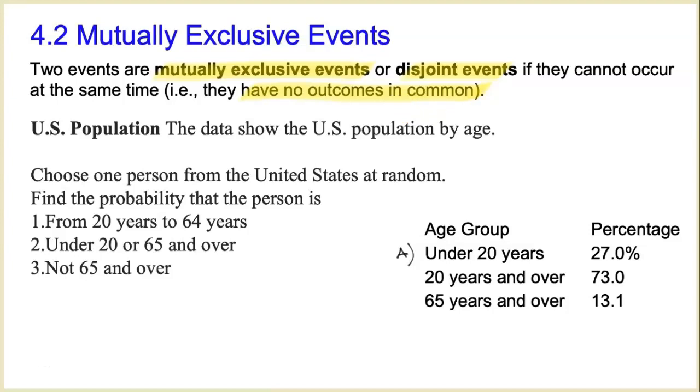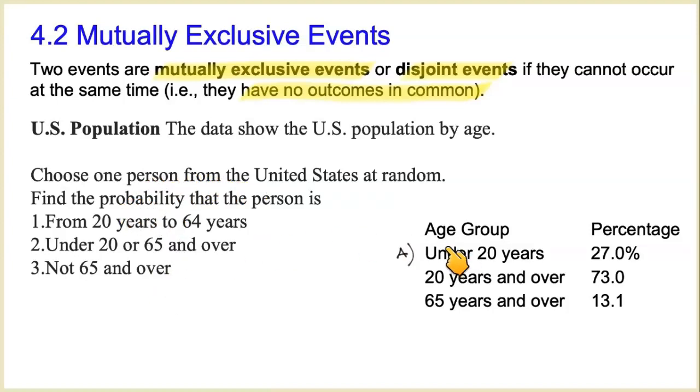So for this example, to talk about mutually exclusive events, I have this problem about the US population, and then I'm going to draw a Venn diagram to illustrate the mutually exclusive part and the not mutually exclusive part, and then we'll calculate some probability. The data show the US population by age. If we chose one person from the US at random, we want to find these different probabilities.